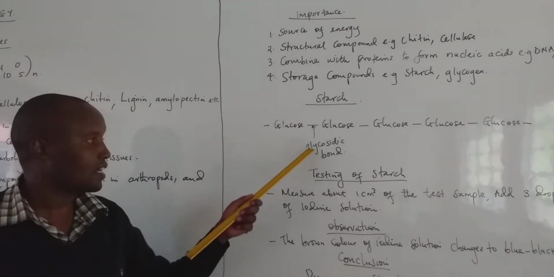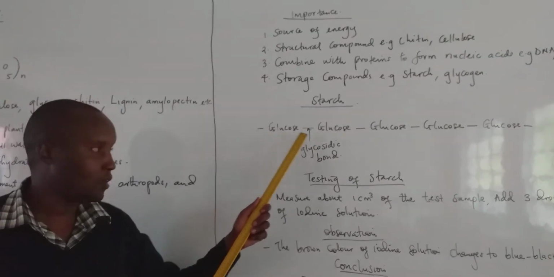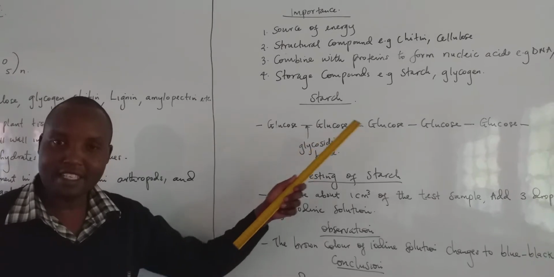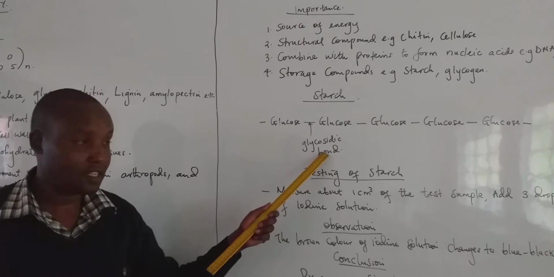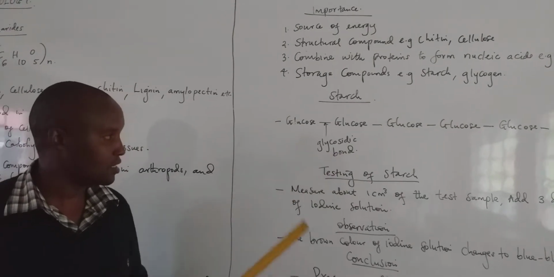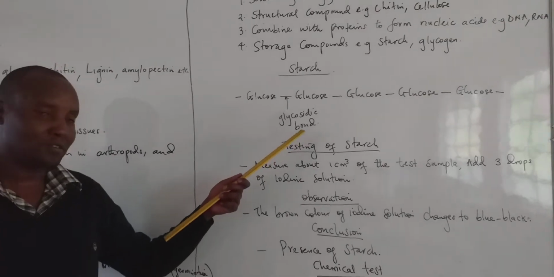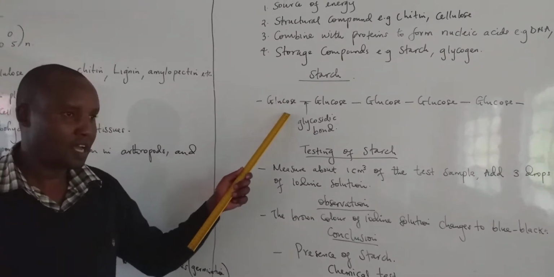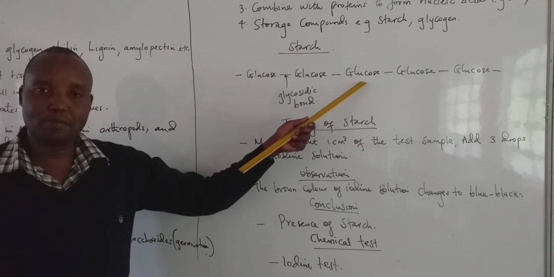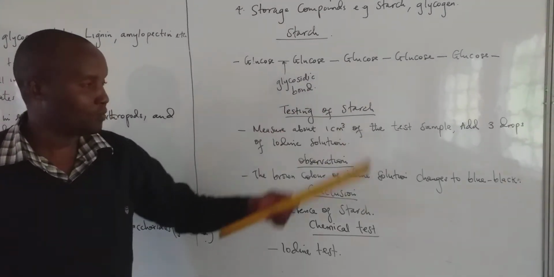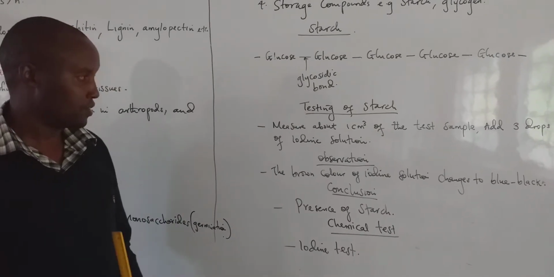It is known as a glycosidic chain, and the bond that ensures that glucose molecules are held together in starch is referred to as a glycosidic bond. Most students confuse the hydrogen bond and the glycosidic bond. So in starch molecules, the bond that ensures that glucose molecules join together to form the longest chain, the glycosidic chain of starch, is referred to as the glycosidic bond.